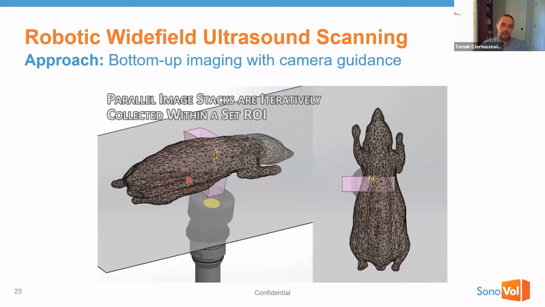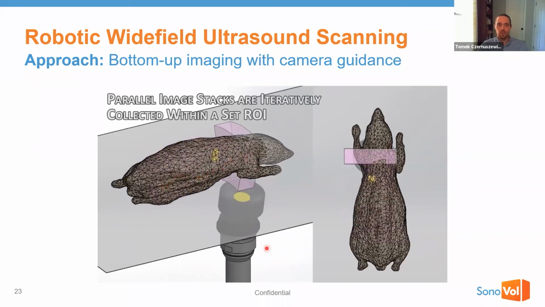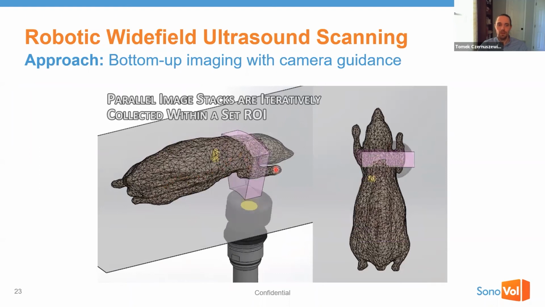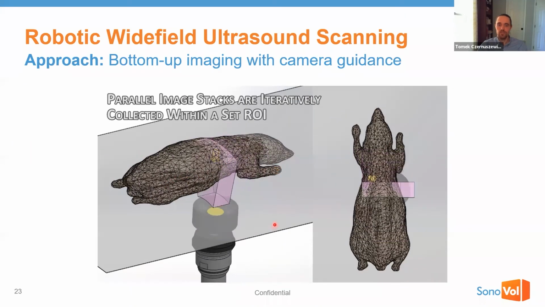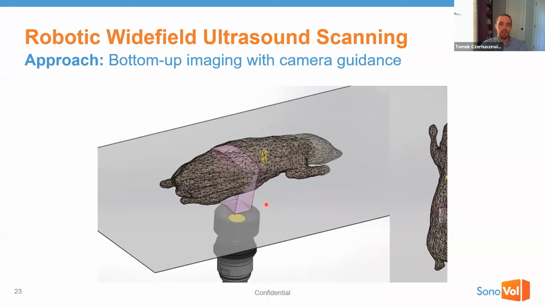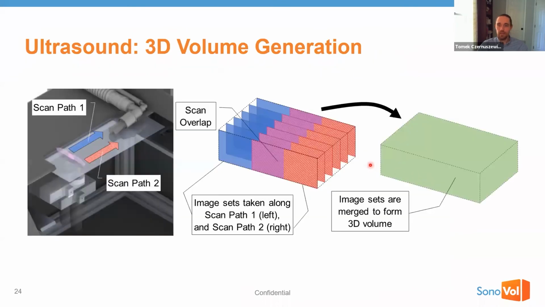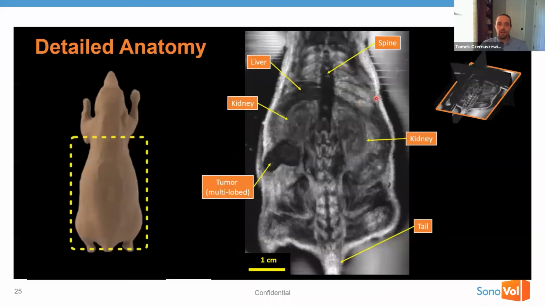As the robot is moving the transducer, we're collecting real-time frames from the ultrasound transducer and building up a stack of images. This stack of basically thousands of images then gets reconstructed into a 3-dimensional volume. And from there, we can create images that look nothing like a traditional ultrasound image.